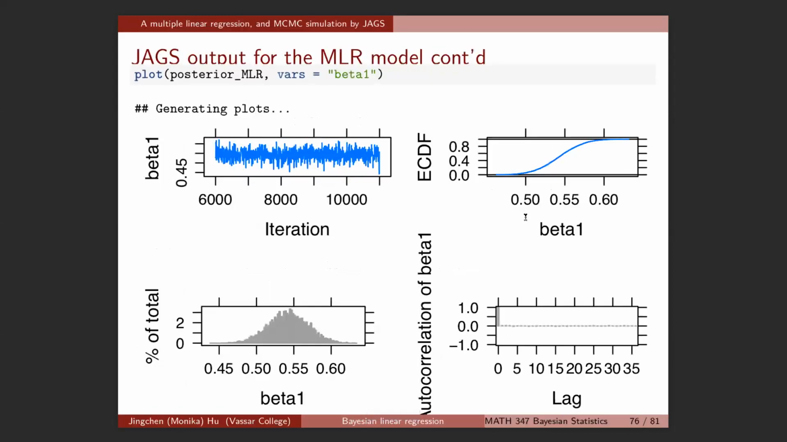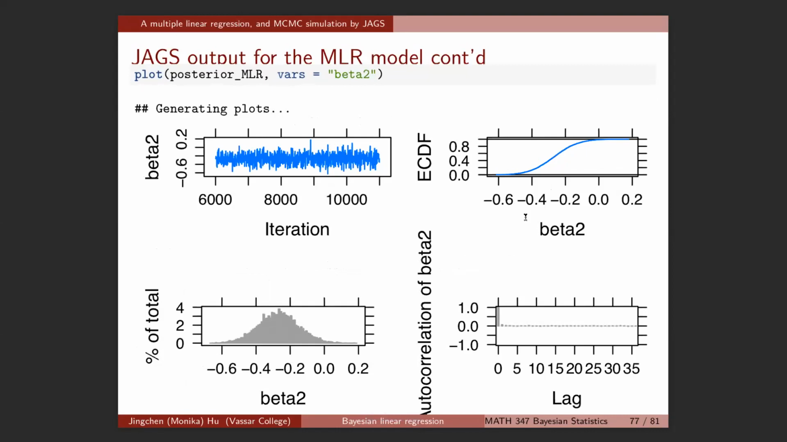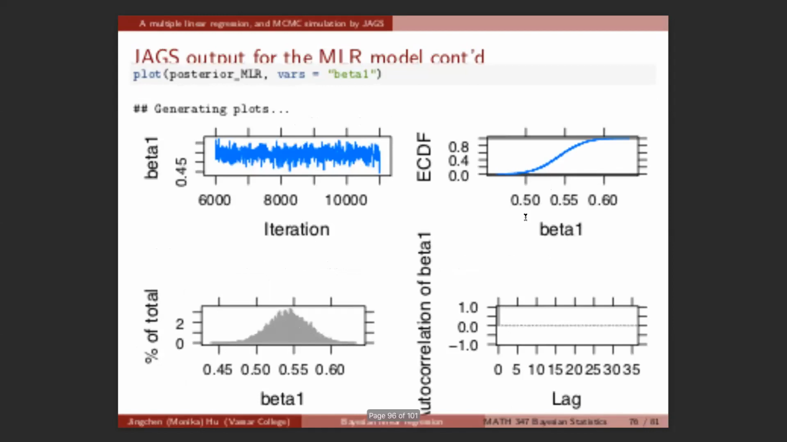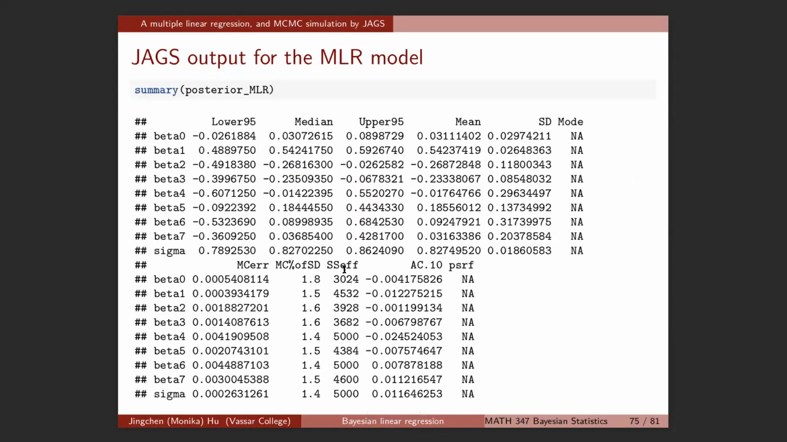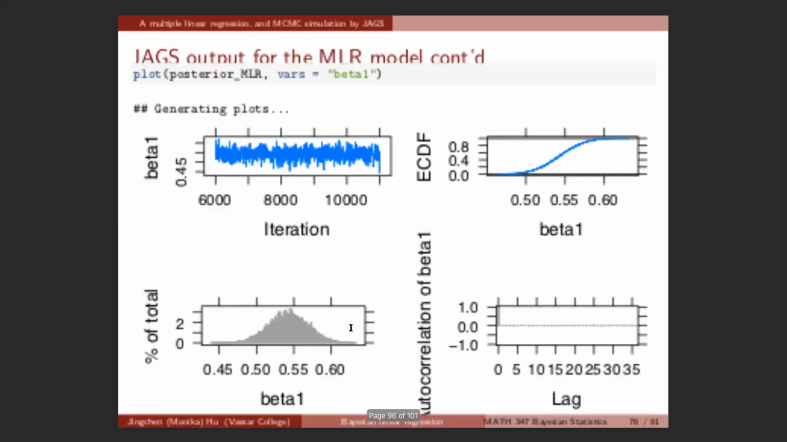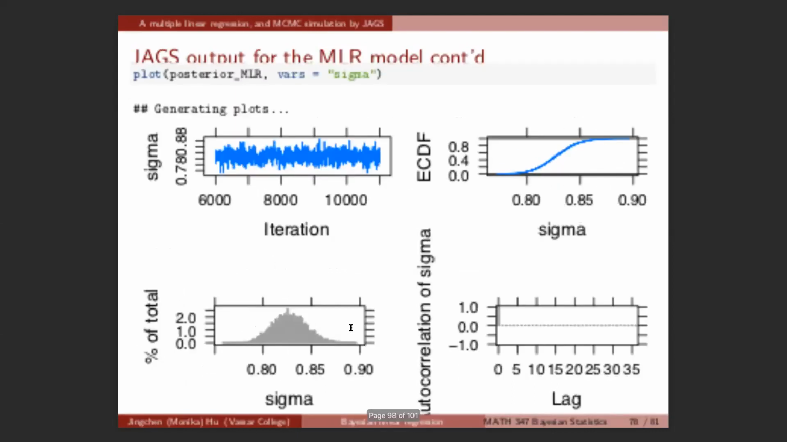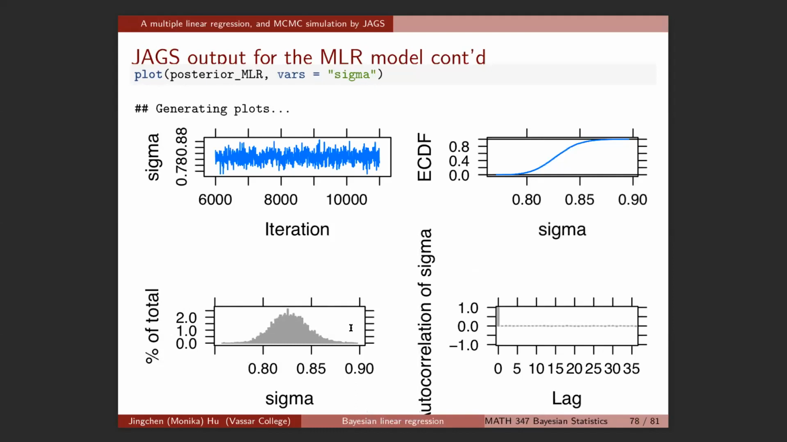This quickly shows a couple of parameters to look at their diagnostics. This is for beta 1, and I think this is for beta 2. Overall, thinning of 1 seems fine, and we can actually see that from here as well. Many of you are looking at effective sample size. That's the important thing to check. In this case, only a few are maybe a little bit lower, but definitely way above what we need. So thinning equal to 1 seems to be okay. And this is the case for sigma.